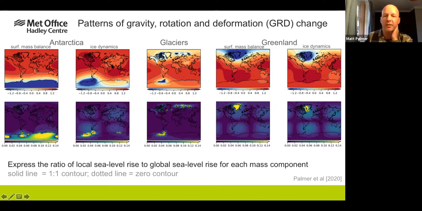These patterns are strongly dependent on the mass distribution around the world, and so you can get some quite interesting structure for glaciers, and obviously differences in Antarctica, reflecting where the centers of mass are around surface mass balance and the ice dynamics, which tends to be concentrated, particularly in West Antarctica. So these express the local sea level change per unit rise of global sea level from each of these contributions.